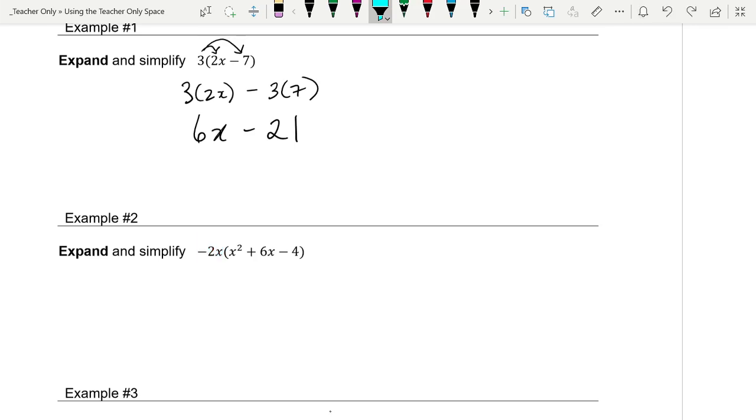Okay, so now I'm going to distribute that through the brackets, and that's going to give me negative 2x cubed. Right? Does everybody get why x times x squared is x cubed? Minus 12x squared plus 8x. Where did the plus come from all of a sudden? Oh yeah, a negative times a negative makes a positive, right?